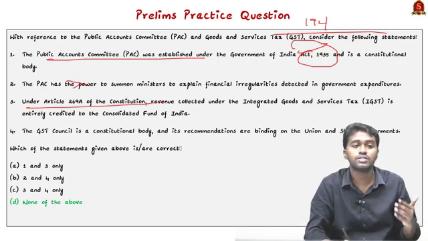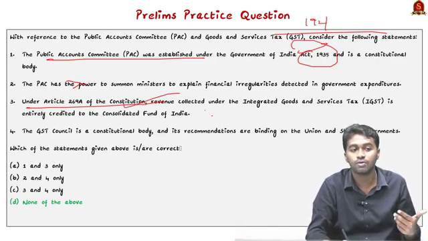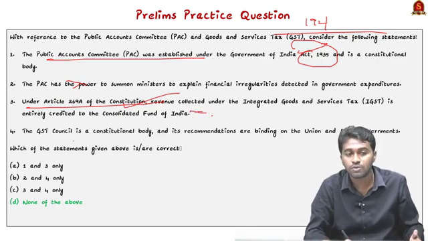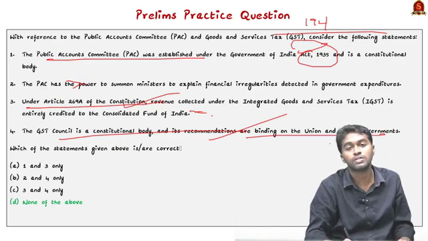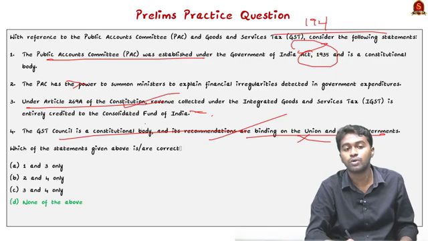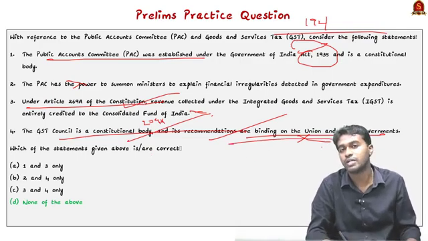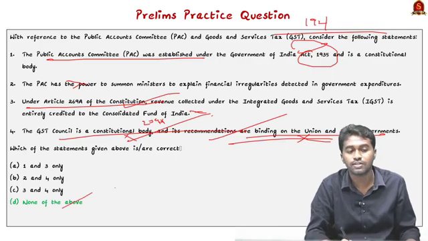And under 269A of the Constitution, revenue collected under the integrated goods and service tax is credited entirely to the Consolidated Fund of India. No. And the GST Council is a constitutional body and its recommendations are binding on the union and the state governments. Here the statement goes wrong. Yes, it's a constitutional body established under Article 279A, but its recommendations are not binding. Therefore, statement 4 is also incorrect. So the answer is none of the above.